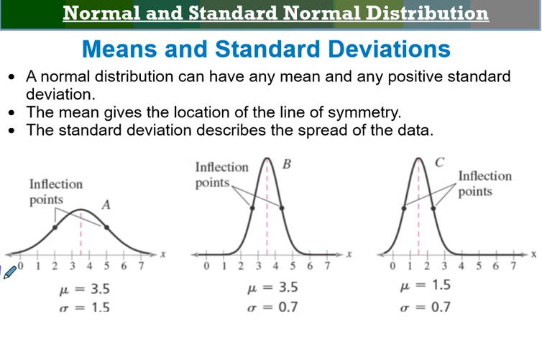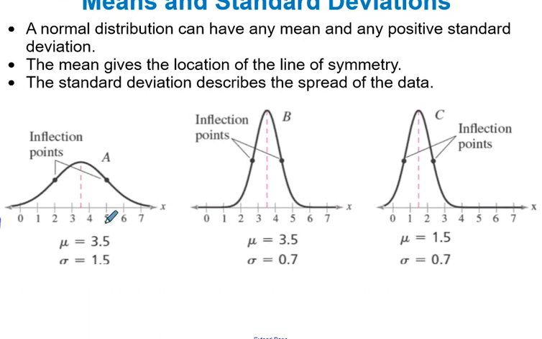So if I look at a couple following pictures, these first two both have the same mean. Their peaks are centered at 3.5, so their average is 3.5. This one over here, A, is more spread out, though. So that's why I see it has a larger standard deviation. Its standard deviation is 1.5, whereas B's is closer. There's a lot more points closer to the mean. It has a smaller standard deviation. It has less spread, less variability.